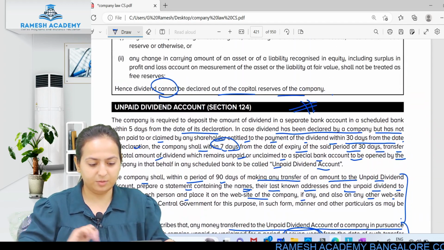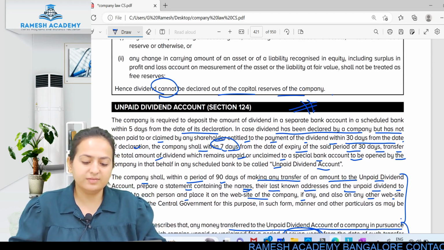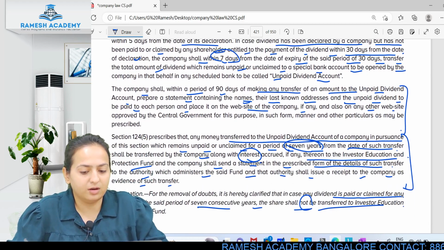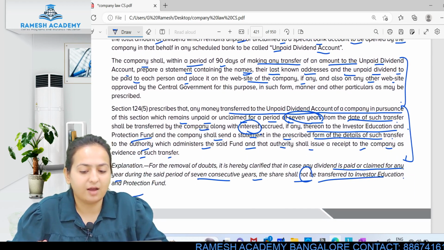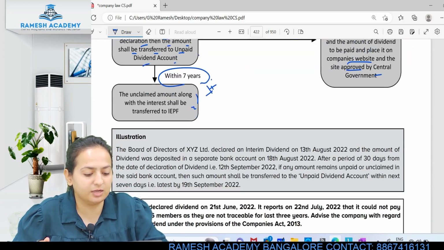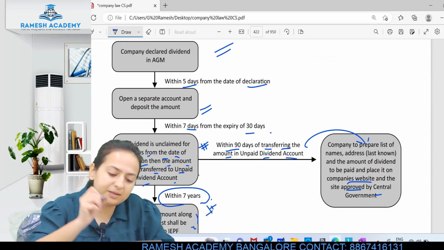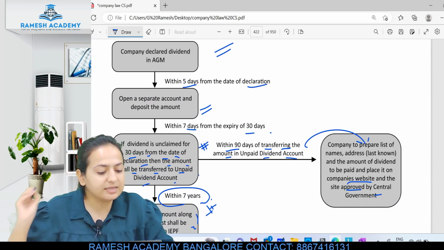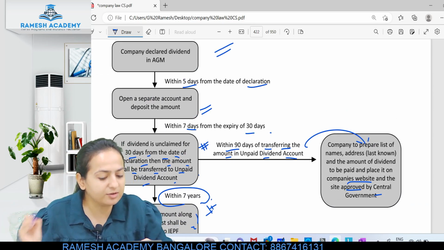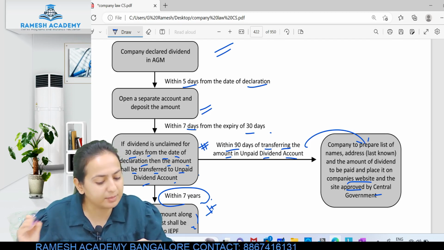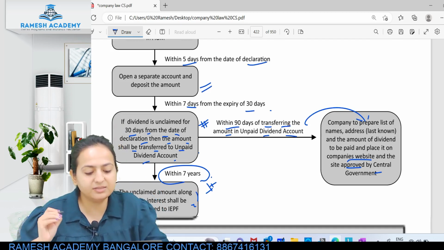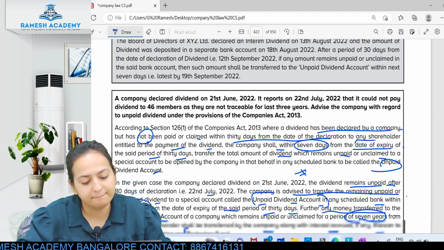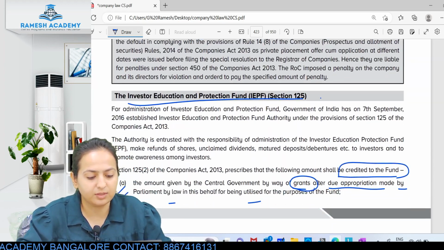We have studied about this. The unpaid dividend account: we have said 30 days, and 7 days after expiry of 30 days it is to be transferred to the unpaid dividend account. If dividend is unclaimed for 30 days after the date of declaration, the amount shall be transferred to the unpaid dividend account. And then within 7 years, you will transfer it to IEPF. This is about IEPF that we have studied.